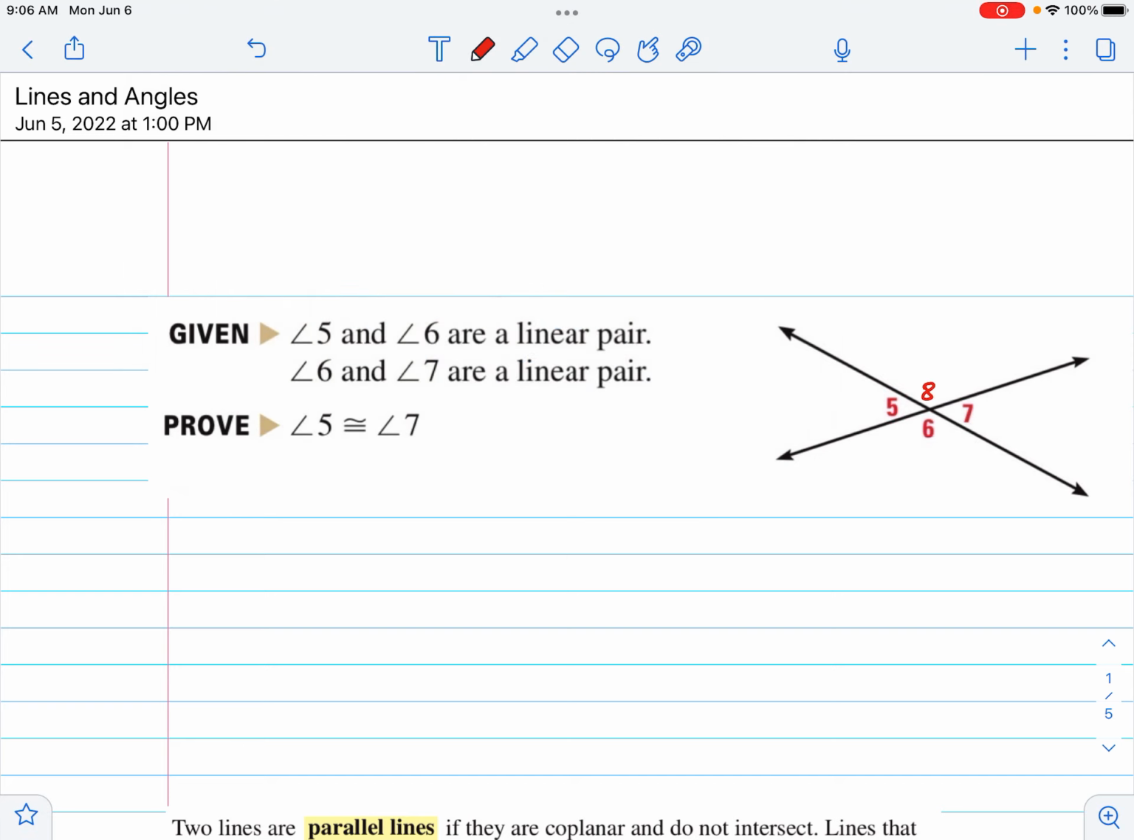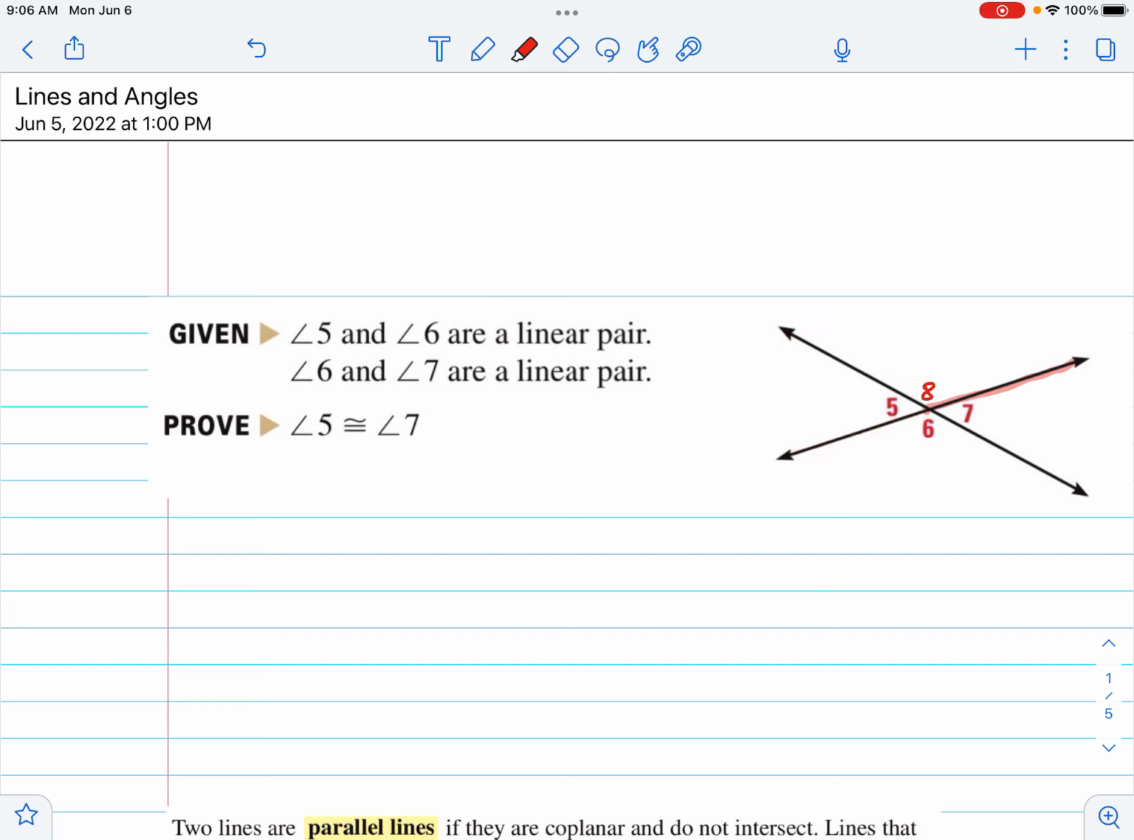Okay. So we have these two lines intersecting, and you can see clearly that angle 5 and 6 are a linear pair. 6 and 7, that's also a linear pair. And remember, linear pairs share one side in common, and the other side of each angle is an opposite ray. You can see that here. This ray and this ray are opposite rays, and here is a shared side.